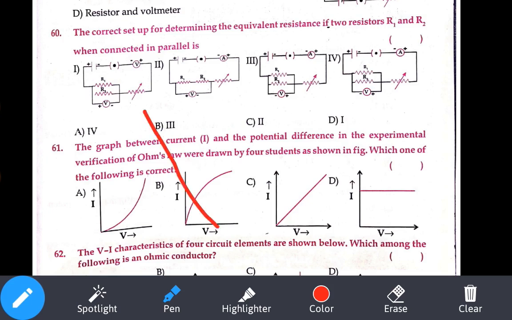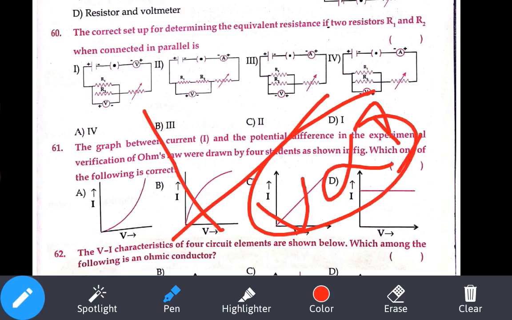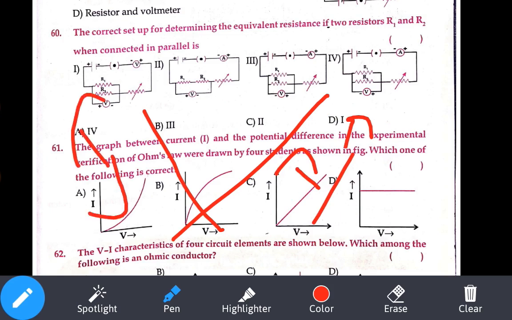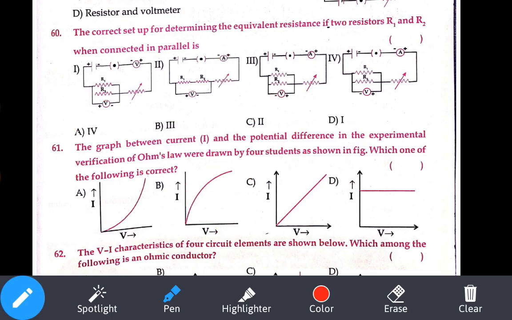Okay, Ohm's law. According to Ohm's law, voltage is directly proportional to current. So if you consider current as the x-axis and voltage as the y-axis, as the current value increases, the voltage value also increases. So the graph should be a straight line path starting from the origin. So it is our answer. According to Ohm's law, what is the graph? Option C is our answer.